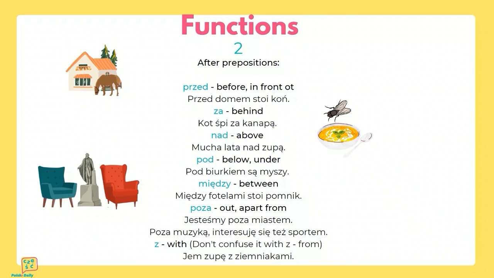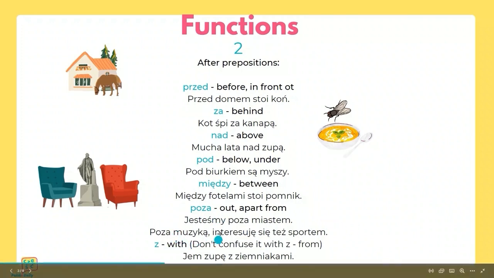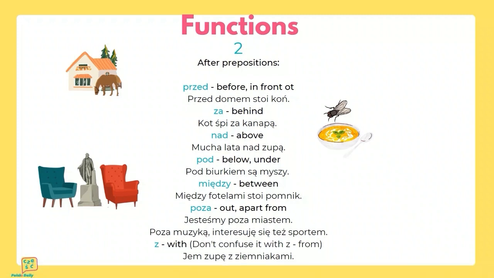Przed, before, in front of. Przed domem stoi koń. A horse is standing in front of the house. I changed the word order on purpose to show you that also here we can switch. Koń stoi przed domem or przed domem stoi koń. It doesn't matter. The case endings tell us which is the subject, which is the object.